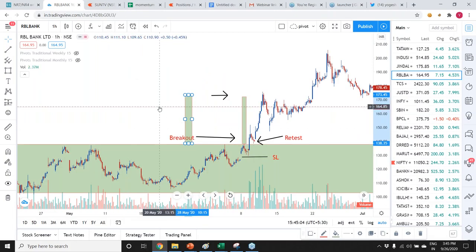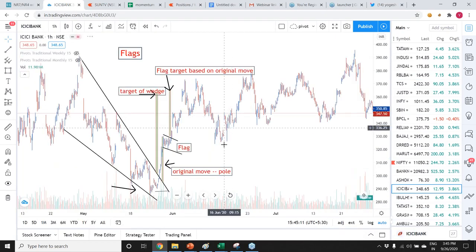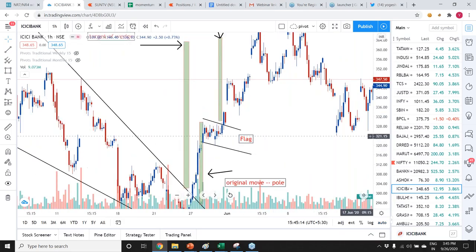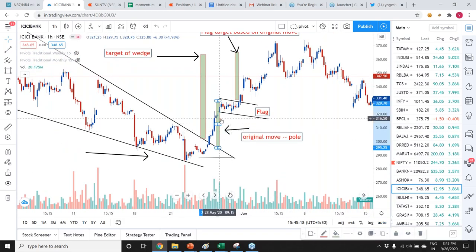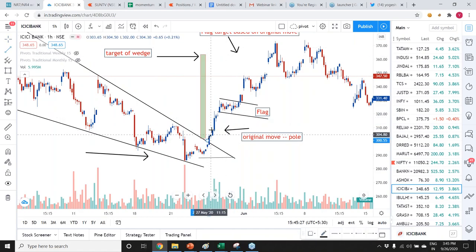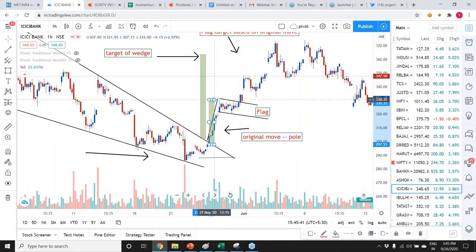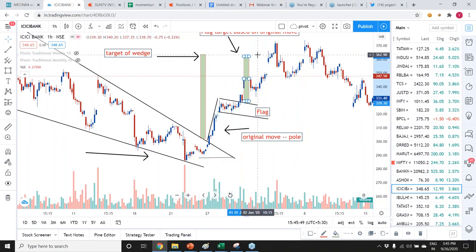Now I'll show you. The characteristic of a flag is that there is a bigger and stronger move. After that, consolidation for some time. Now the target for a flag would be from the bottom till the top of the pole, added to the breakout level. So this is our target. You can see where this target is also achieved.